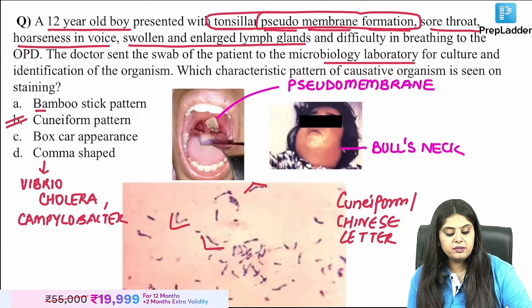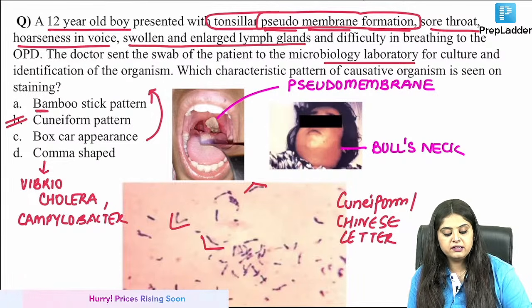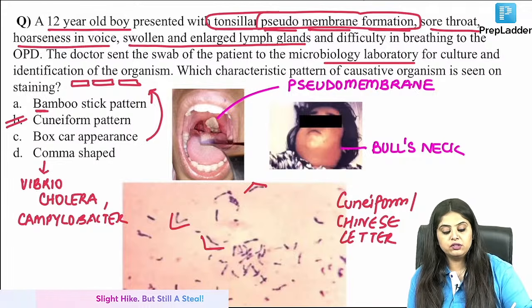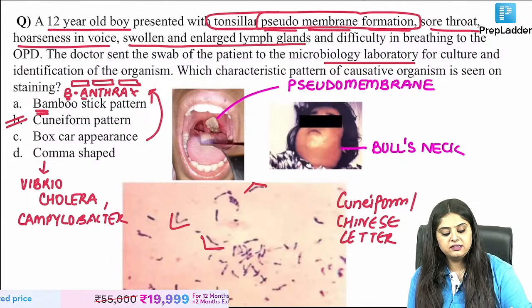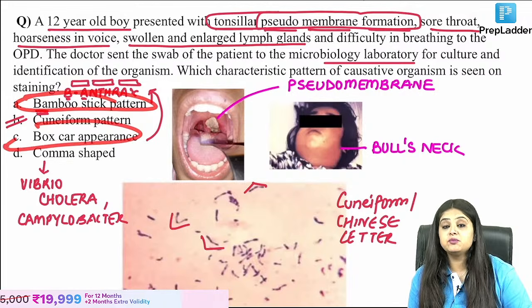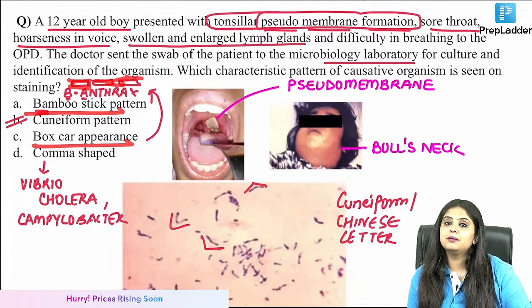This was also a recent FMG exam question. Whether they write bamboo stick or box car, it's the same thing. They write box car, and that is going to be what? BA, that is Bacillus anthracis. Bamboo stick is seen in Bacillus anthracis. Bamboo stick was not written in the FMG exam; box car bacteria was asked. Box car and bamboo stick mean the same thing.